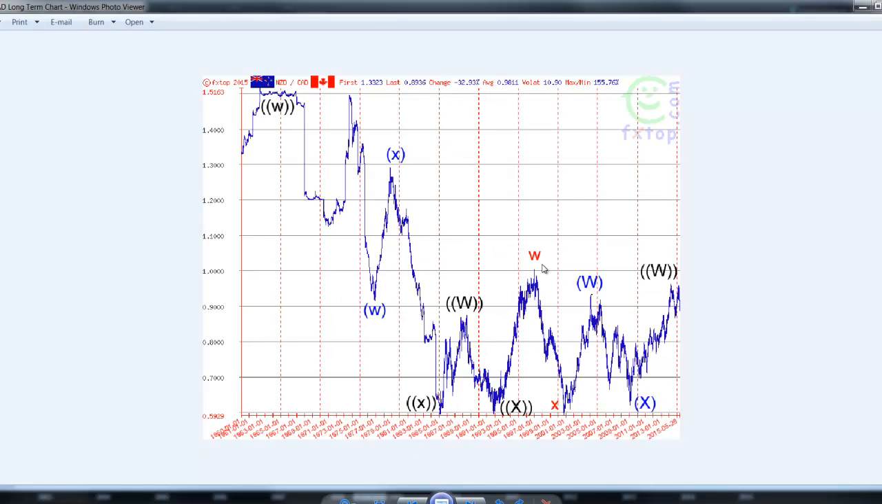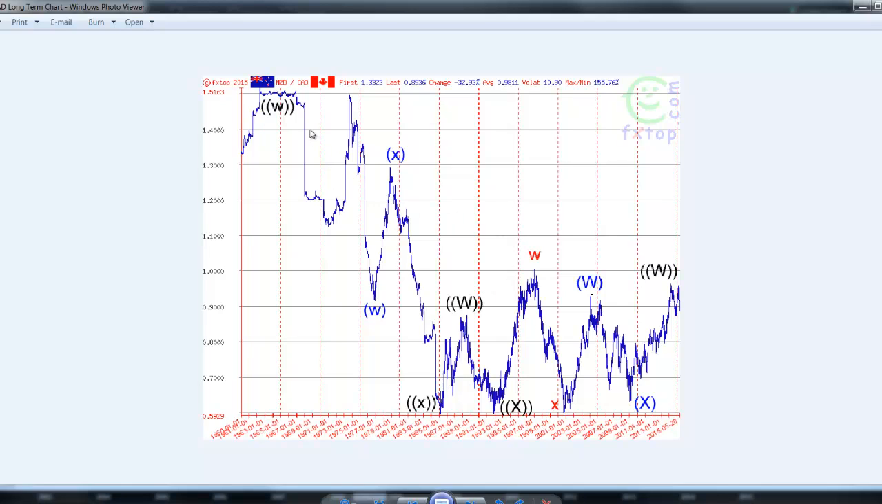Now this is a very long-term chart of the New Zealand dollar CAD. As you can see here, this data starts from the 1960s. Now the eSignal only starts from 2002, but this one starts from 1960. So this is good enough for us to be able to label it comfortably.